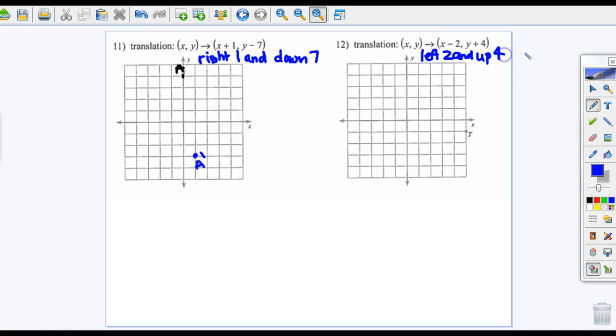4. So here's my original T. I'm going to go left 2 and up 4. And here we have my T prime. Easy peasy, right? It should be. Make sure you have both of these done. 28 we'll do in class tomorrow, and I will see you tomorrow.